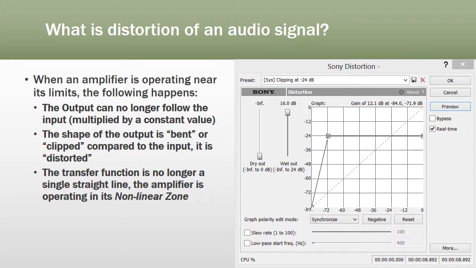Third, the transfer function is no longer a single straight line. It's either multiple lines or a curved line. We say that the amplifier is operating in its non-linear zone.